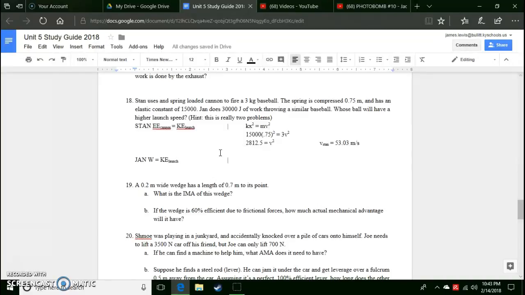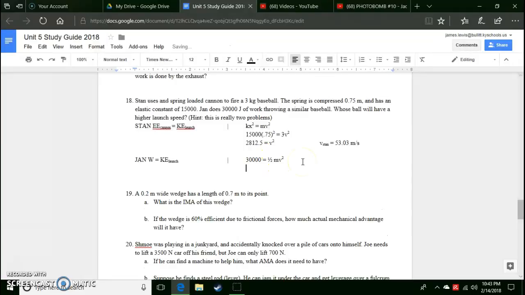So work was 30,000. That's just straight up a number. And that work value that we got, just to show you, 30,000 is going to equal, again, 1/2 mv squared, because that is still the equation for kinetic energy. But this time we have a slightly different setup. So I'm going to plug in what I know. 30,000 equals 1/2 times the mass. It is still 3. That has not changed. And then I want my v squared.